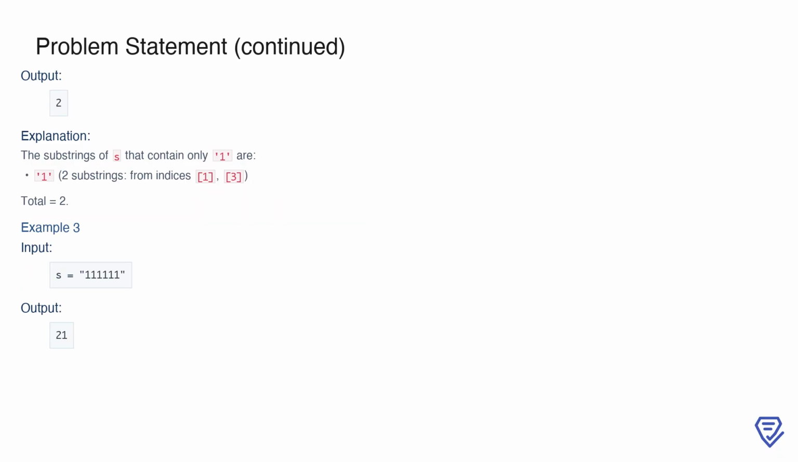In the second example, the input string is s equals 101 and the output is 2. Here, the substrings containing only 1 are much simpler. There are 2 instances of 1 as single characters, one at index 1 and another at index 3. Since there are no longer sequences of consecutive ones, the total count is just 2.